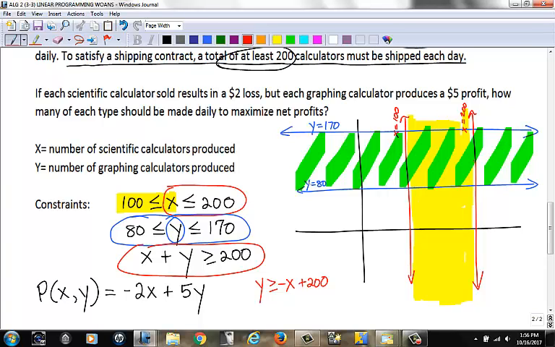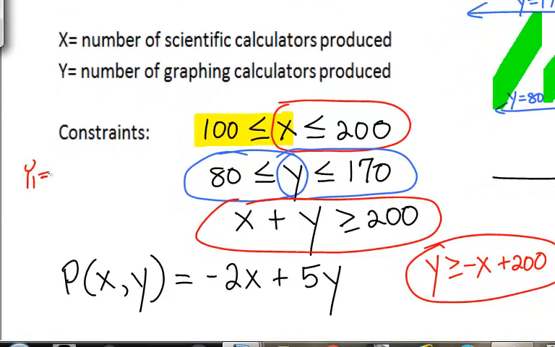Okay, so let's just graph that much. Now let's graph this, and let's do it as an equal sign. So let's graph in y sub 3, -x plus 200. So far, in y sub 1, I'm graphing 80, that's that horizontal line. In y sub 2, I'm graphing 170, that's the other horizontal line. In y sub 3, I'm graphing -x plus 200. Okay, and let's graph that.